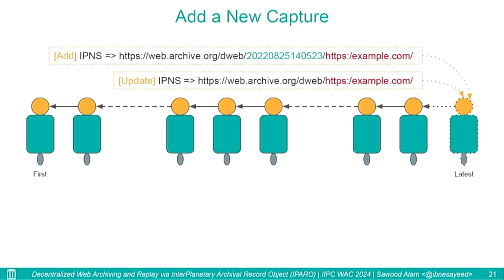When you add a new capture, you first create this object, and then you identify the current most recent copy, which you can obviously resolve using IPNS, and put the reference of that one in the header, okay? And then you create two entries. One will be a new entry that will have date and time in the URL. That will always resolve directly to this particular newly created object, even if it goes in the middle. And one will be updated. The most recent will point to the most recent copy, right?